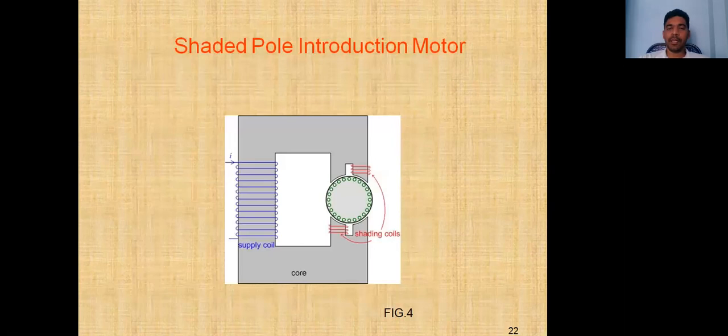Shaded pole induction motor shown here. The shading bands are in opposite directions. It is the left side, it is the right side. It is the right side, it is the left side. Okay, shaded bands. This is the supply to the stator, and this is the rotor.